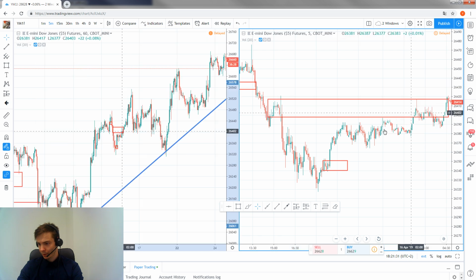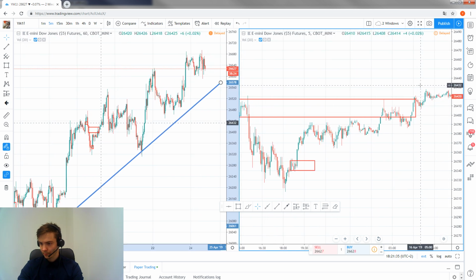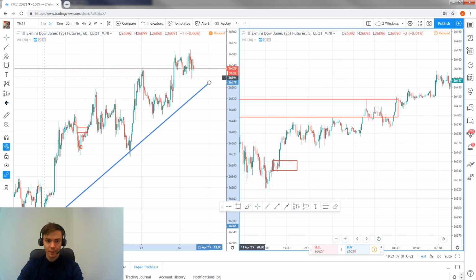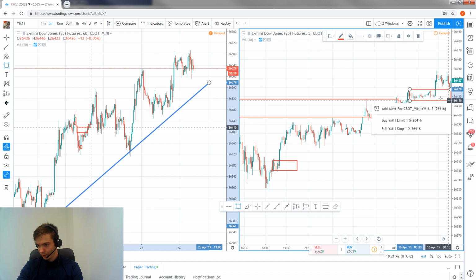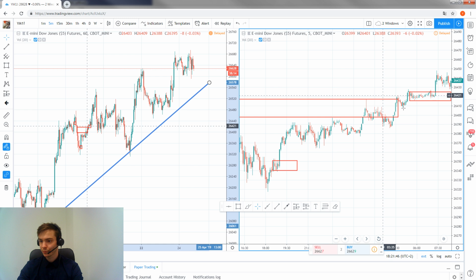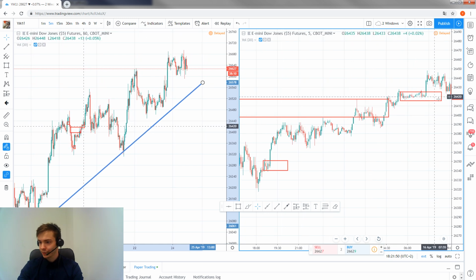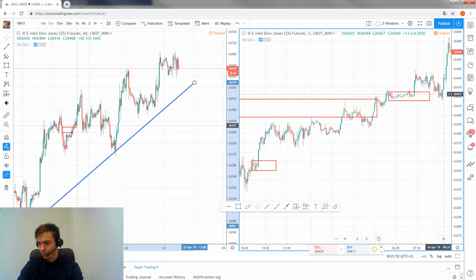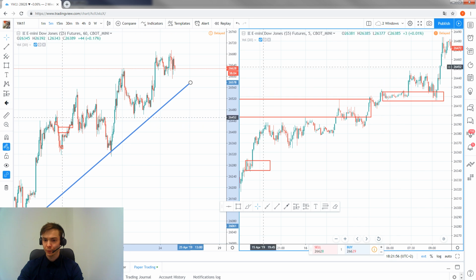Reaction here. Breakout. Here we could open the trade probably because we just broke this level and here I would anticipate some reaction. Yeah, exactly like that. With nice reward ratio.